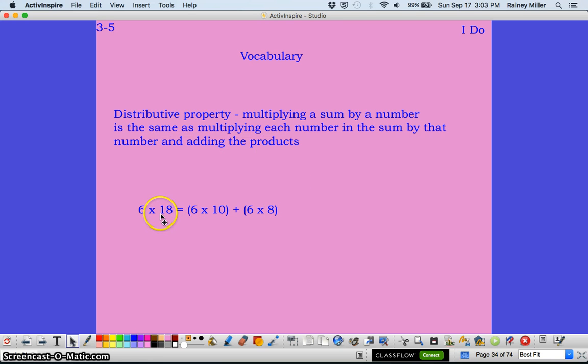So I could take apart 18 into 10 and 8, then multiply the 6 by the 10 part of 18, and then 6 by the 8 part of 18, and then add those together and get an answer. So we're going to try this a little bit. If you need more time to write it down, please pause the video to do that.